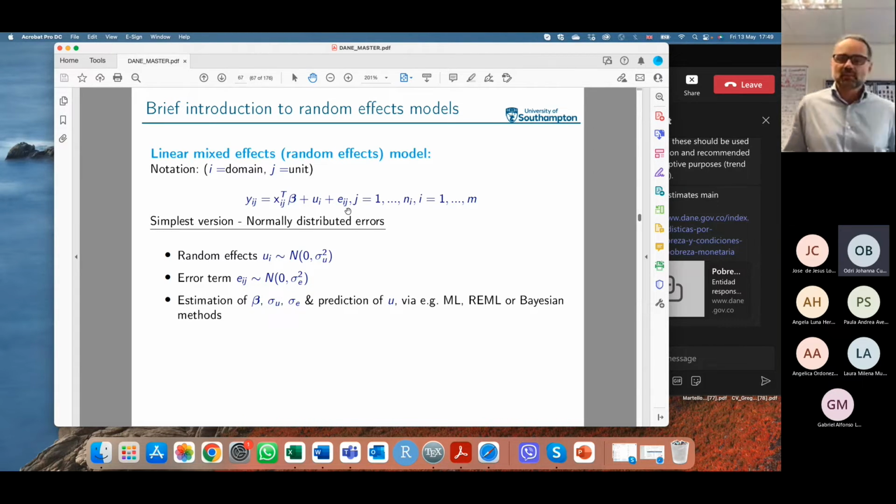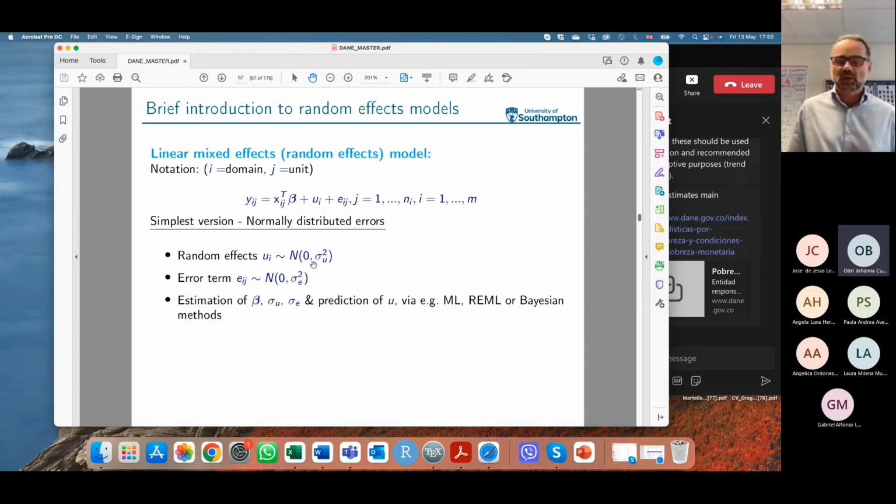Here we assume that we have M total areas, and then within each area we have N_i households, for example. That's the two-level structure. In the simplest case, you have to make some assumptions about the distributions of the random effects and about the distribution of the error terms. In the simplest case, you assume that these are normally distributed. The random effects are normally distributed with mean 0 and some variance denoted by sigma squared u.